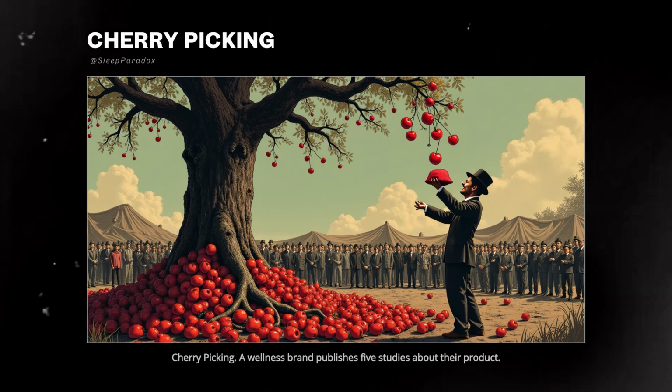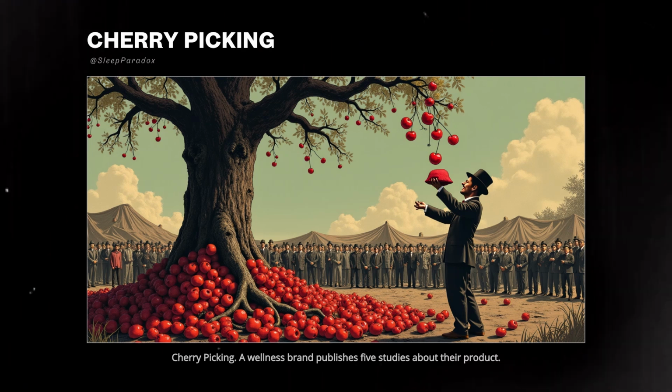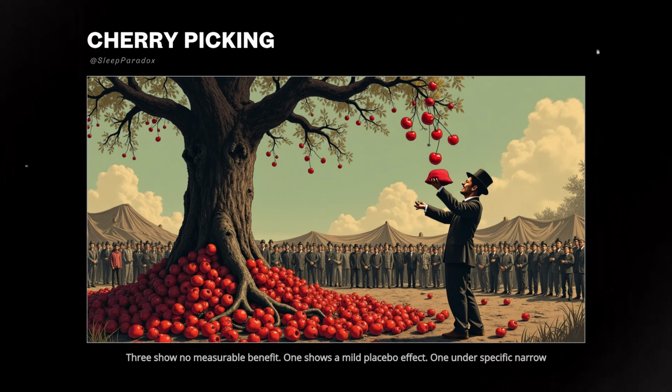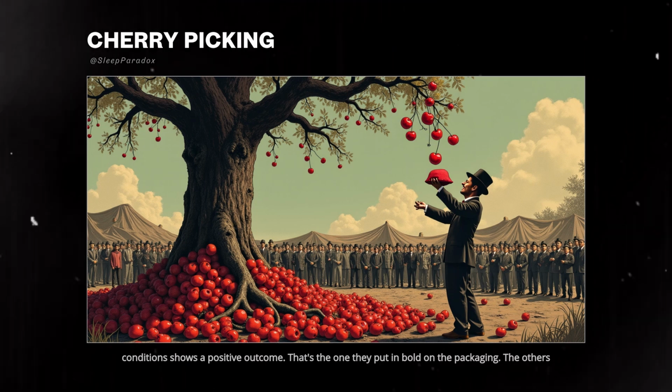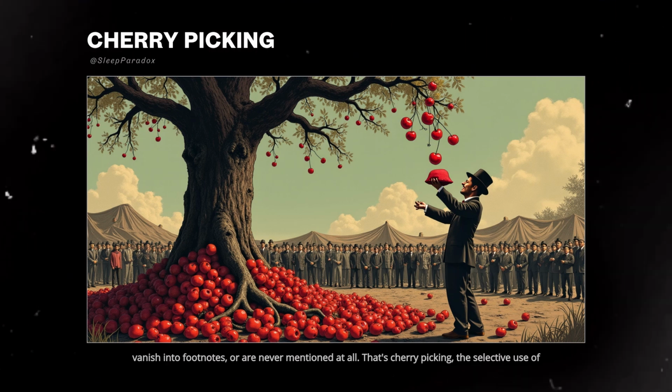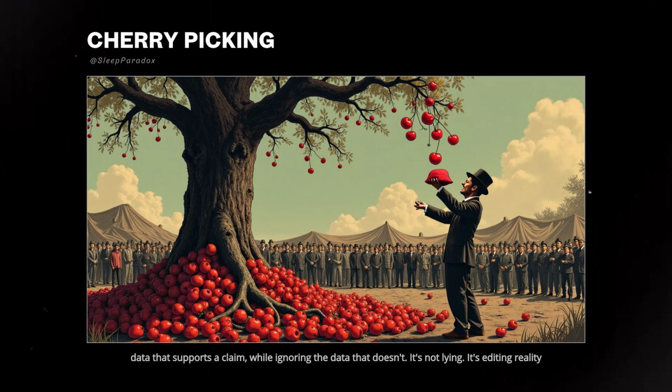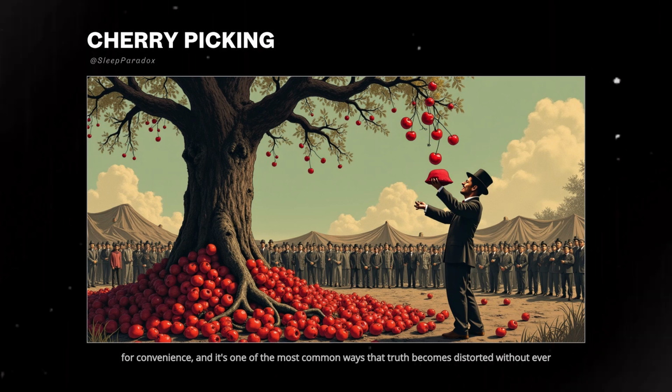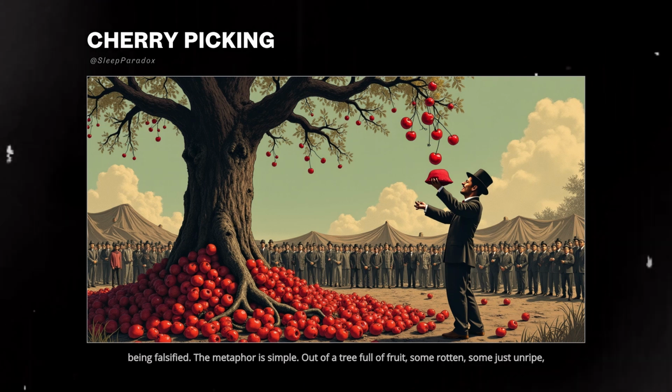Cherry picking. A wellness brand publishes 5 studies about their product. 3 show no measurable benefit. 1 shows a mild placebo effect. 1, under specific narrow conditions, shows a positive outcome. That's the one they put in bold on the packaging. The others vanish into footnotes, or are never mentioned at all. That's cherry picking, the selective use of data that supports a claim, while ignoring the data that doesn't. It's not lying. It's editing reality for convenience. And it's one of the most common ways that truth becomes distorted without ever being falsified.